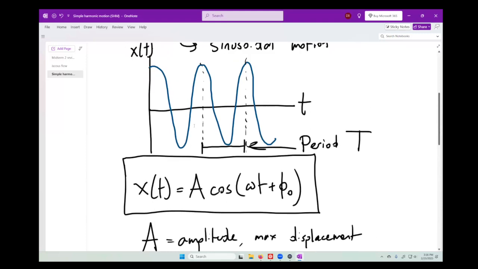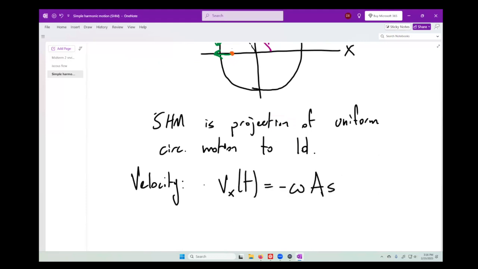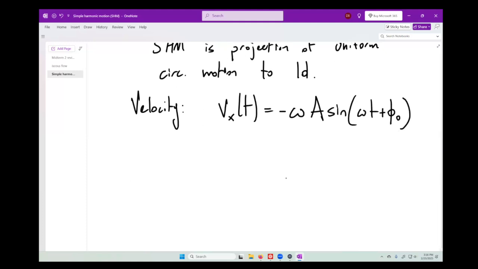All right, so this is the position as a function of time. Now we can also write down the velocity as a function of time, just by taking the derivative of x of t. We get minus omega A sine of omega t plus phi naught. And from this, right away, we get the maximum speed is omega times A.